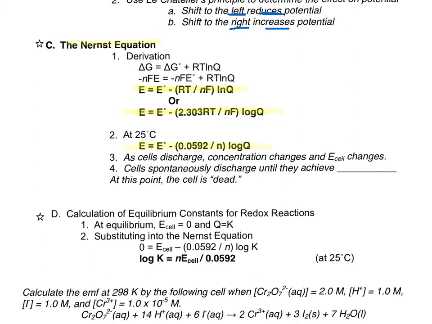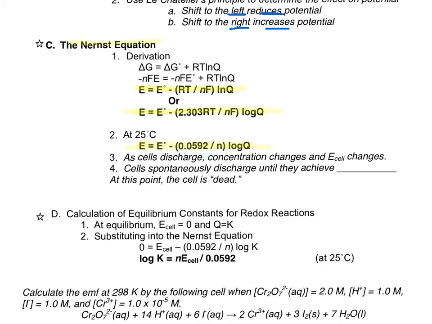It's a way to calculate the potential of a cell when it's not at standard state. It says the potential of your cell is equal to your standard cell potential minus, and then they're going to have this or this or this, depending on what you're dealing with. N is always the number of moles of electrons, in either ln Q or log Q, in which case Q is what it always is. It's just the reaction quotient, products over reactants.